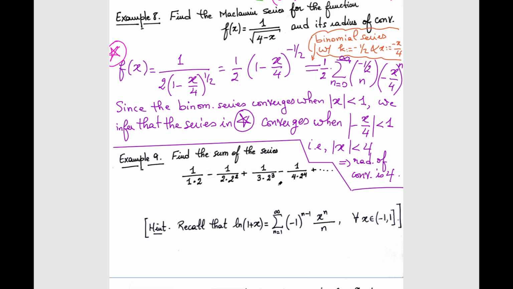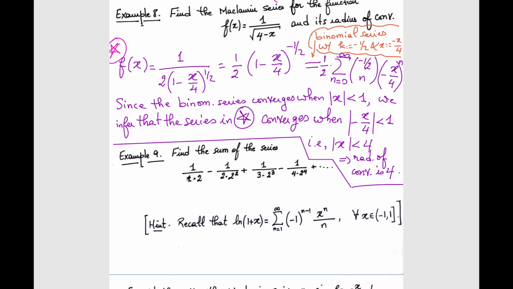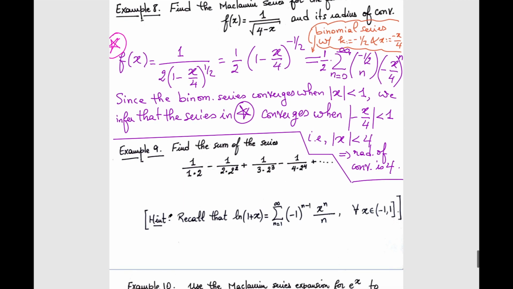Okay. All right, example 9. Find the sum of the series 1 over 1 times 2 minus 1 over 2 times 2 squared plus etc. Looks like this, 1 over n times 2 to power n. Agree with this? Okay, well, they gave you a hint. The hint is, recall from the previous section, we derived this result, that ln of 1 plus x is this summation. And this is true for any x between minus 1 and 1.